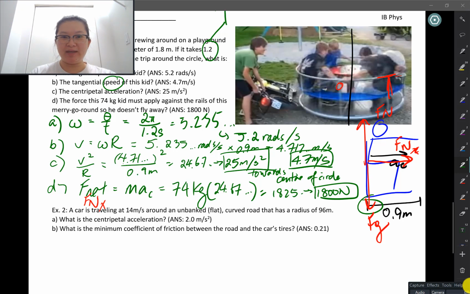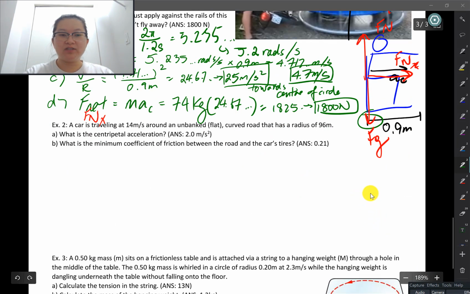This is example 2 in 6.1 part 1, talking about horizontal circles. Not your vertical ones, otherwise more forces will be involved. So, example 2, let's go.